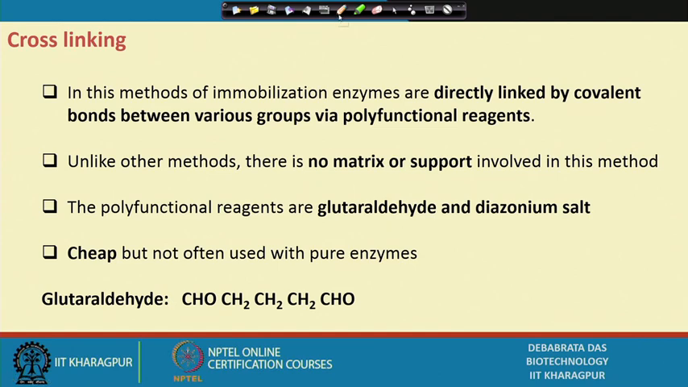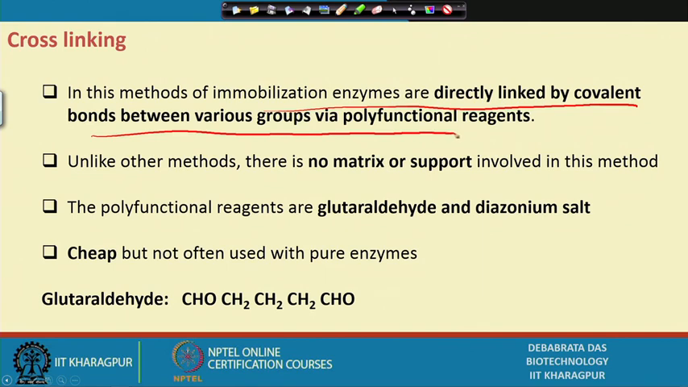Now, let me tell you that in this cross-linking method, the immobilized enzymes are directly linked with a covalent bond between the various groups of a polyfunctional agent. And what is the polyfunctional agent here? This is glutaraldehyde. What is the formula of glutaraldehyde? CHO, CH2, CH2, CH2, CHO. So, we have two CHO groups. This will form compounds with the amino groups of amino acids. That is how they hold the enzymes together.